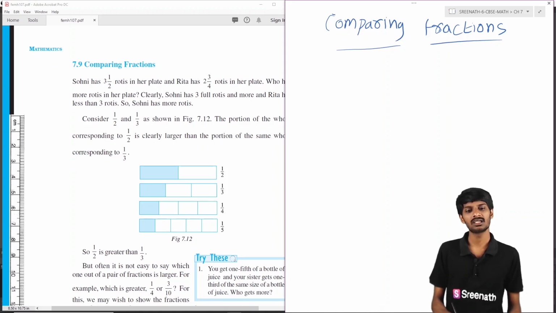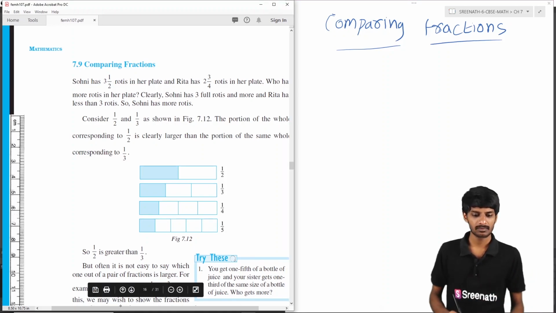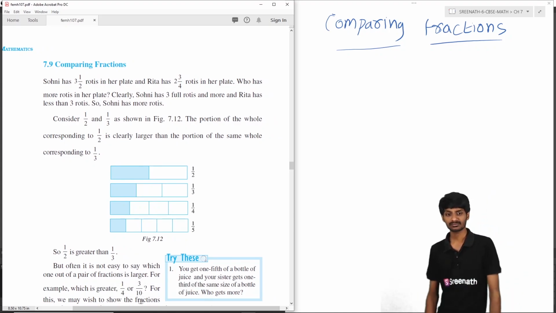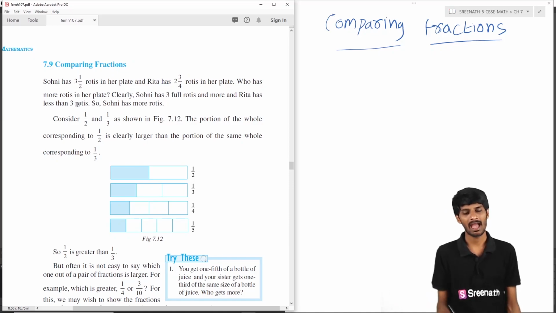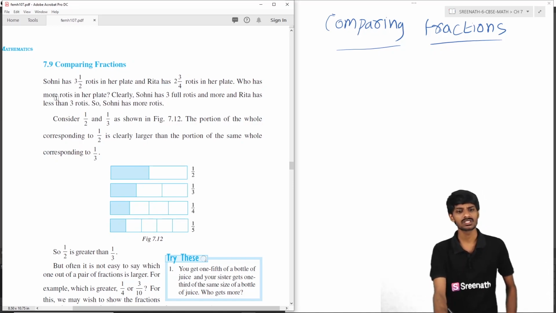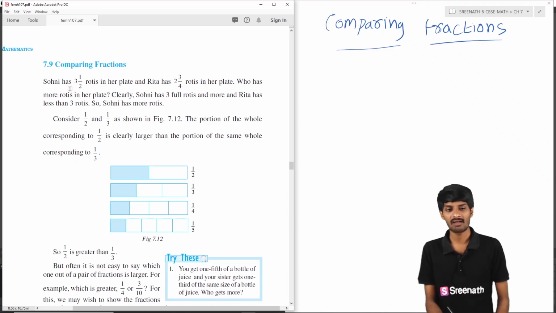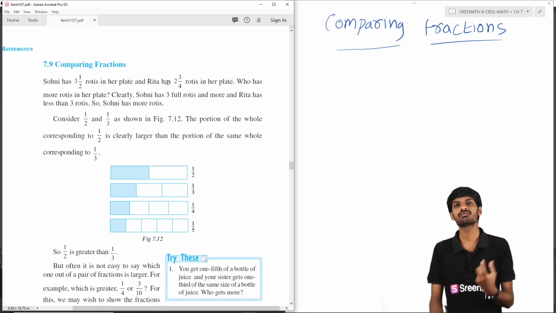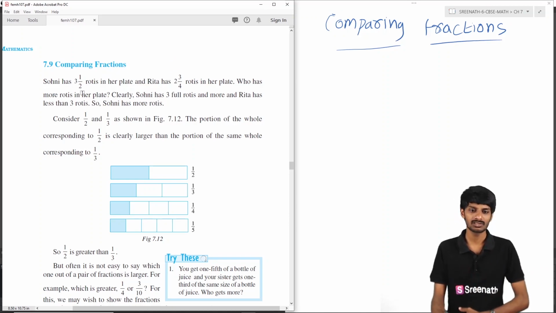Sohni has 3 1/2 rotis on her plate and Rita has 2 3/4 rotis on her plate. Simply speaking, who has more rotis? We can simply say Sohni has more rotis. Why? Sohni has 3 full rotis and a half roti. Rita has 2 full rotis. So 2 is smaller than 3. That's why Rita has fewer rotis, students.